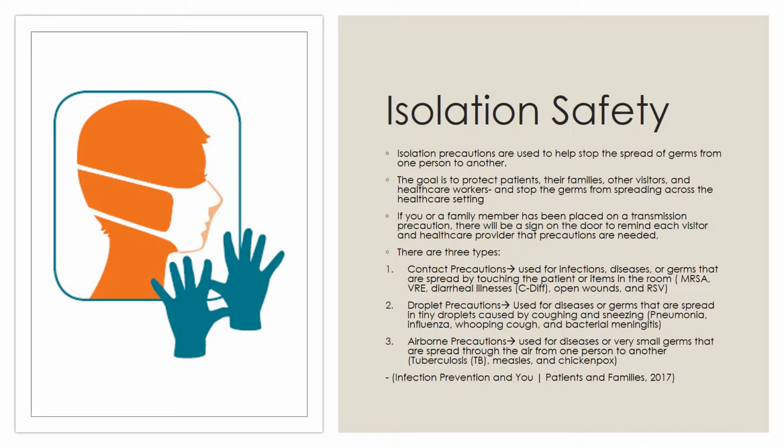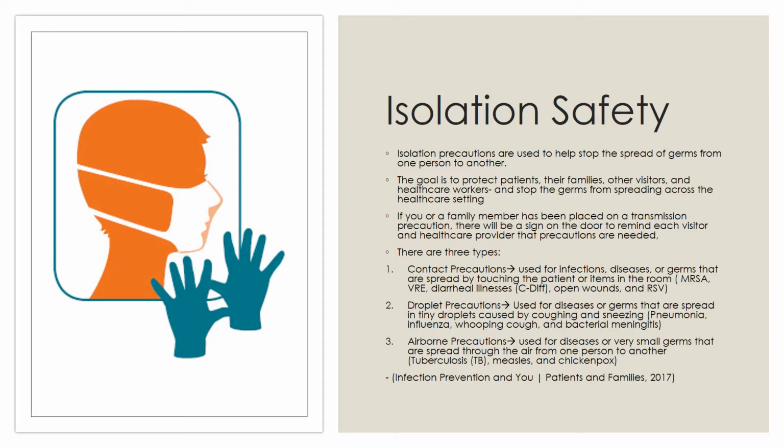Isolation safety. Isolation precautions are used to help stop the spread of germs from one person to another. The goal is to protect patients, their families, other visitors, and healthcare workers, and stop the germs from spreading across the healthcare setting. If you or a family member has been placed on a transmission precaution, there will be a sign on the door to remind each visitor and healthcare provider that precautions are needed.